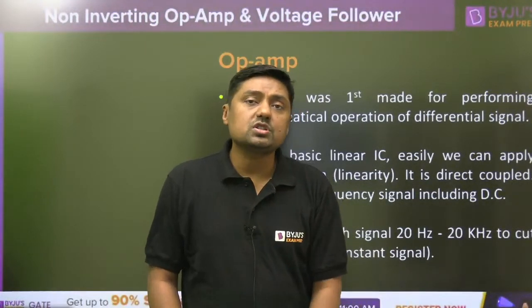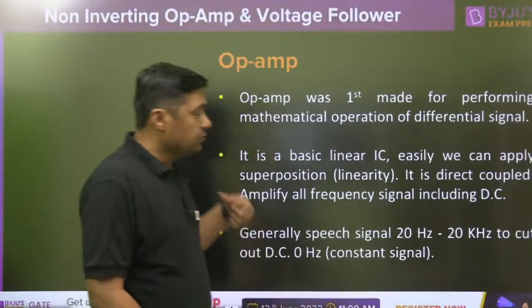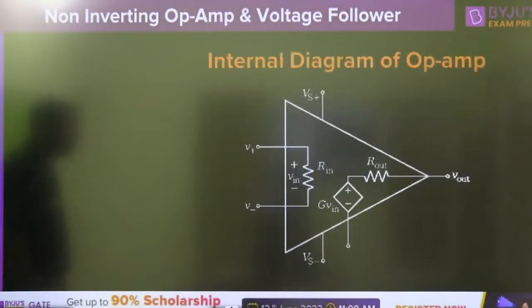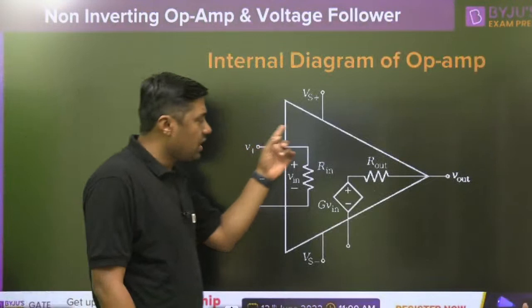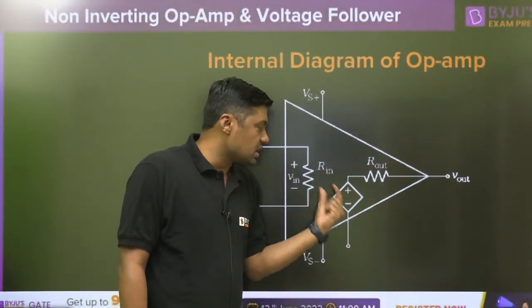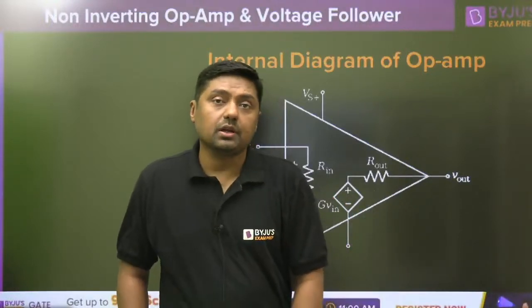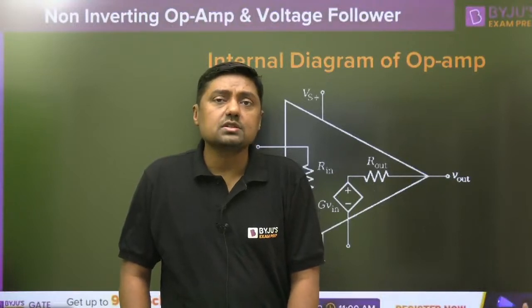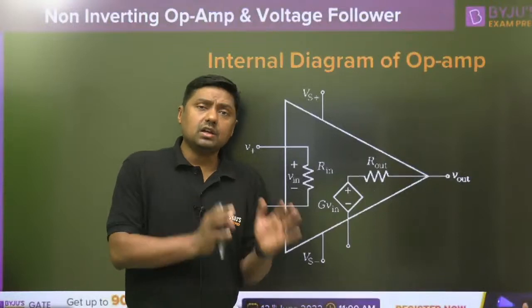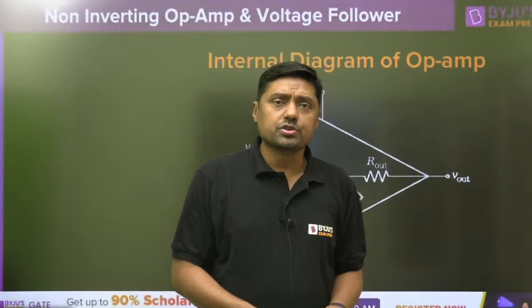Give me the answer, which is the most popularly used operational amplifier? That is the most popularly used operational amplifier, already we have discussed. That is the internal diagram, already I have discussed. This is the R in, this is the R out, this is the voltage controlled voltage source. Inverting terminal, non-inverting terminal. Now we are going to discuss the non-inverting operational amplifier: ideal condition, practical condition and related questions.